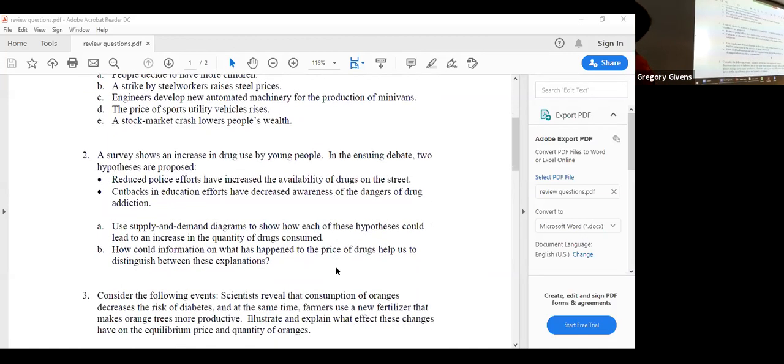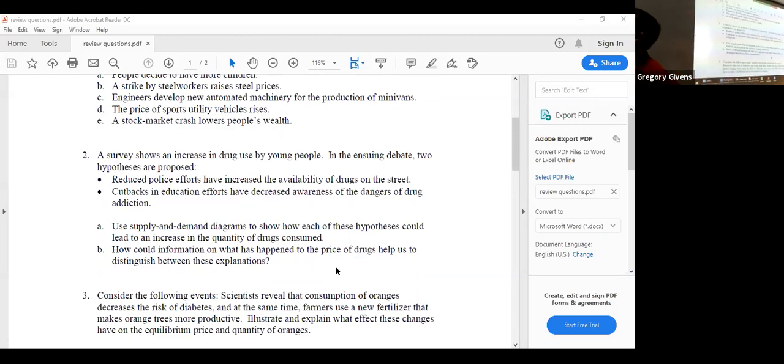Okay, why don't you guys try this one? This one's kind of an interesting question. Let's suppose a survey shows that there's an increase in drug use by young people. In the ensuing debate, two hypotheses are proposed. One, reduced police efforts have increased the availability of drugs on the street. Or two, cutbacks in education efforts have decreased awareness of the dangers of drug addiction. Both of these hypotheses are being proposed as a reason why drug use is on the rise among youngsters.